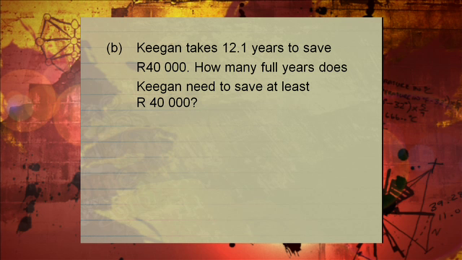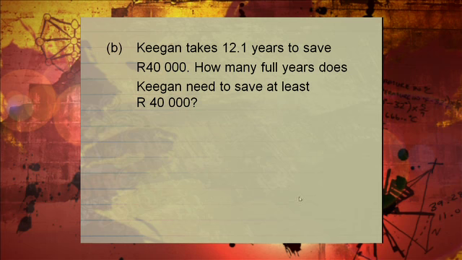This guy takes 12.1 years to save 40,000. How many full years does this guy need to save at least 40,000? Okay. He takes 12.1 to save 40,000. When he does the calculation, he needs to save 40,000. His calculation says 12.1 years. Okay. But really, like most investments, they will say, okay, we go like years.